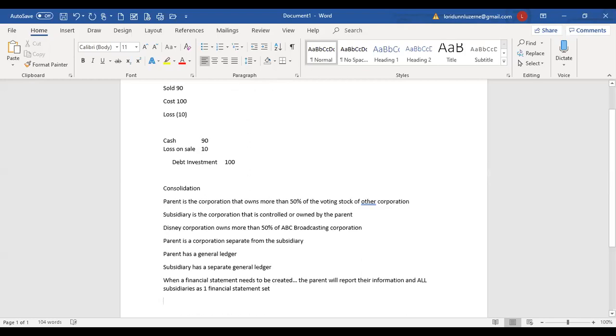And I saw this in action, guys, because I worked in a public corporation that owned subsidiaries. And here's what basically happens. Disney, in this case, the parent, will obtain all the adjusted trial balances of their subsidiaries when completing a financial statement.